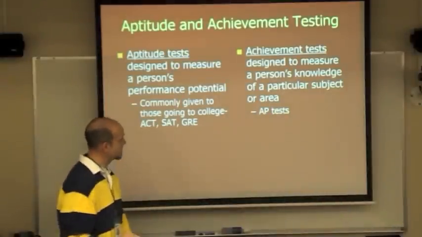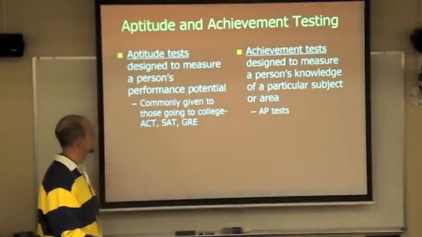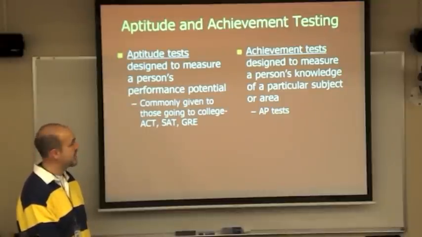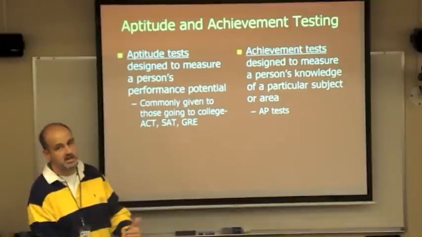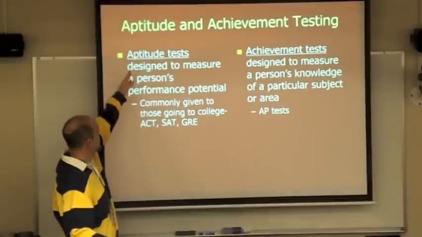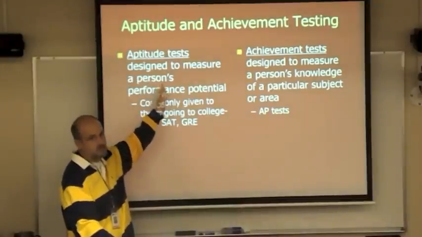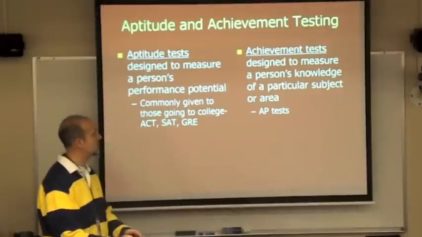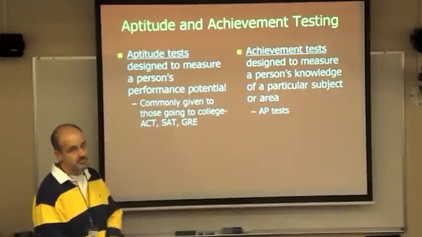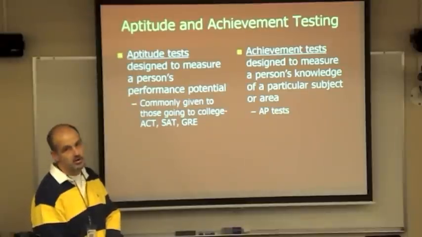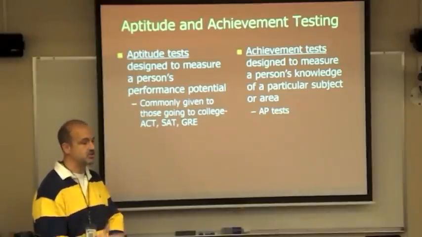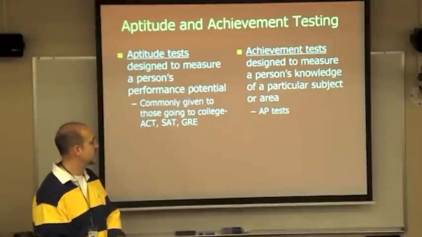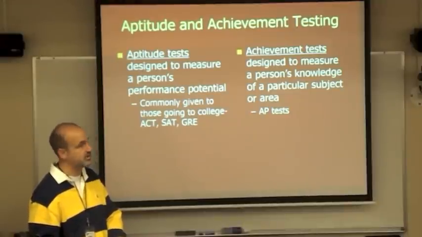Now, there are 2 different types of tests which most people are familiar with. Aptitude tests are designed to measure a person's performance or potential. It makes predictions. Okay? For example, the ACT makes predictions of how people are going to do in college. So I always say the P in aptitude stands for prediction, or performance. Achievement tests are designed to measure a person's knowledge of a particular subject area. For example, AP tests. When you take the test in May, it measures the amount of accumulated knowledge that you were supposed to acquire throughout the course or the semester you were there.